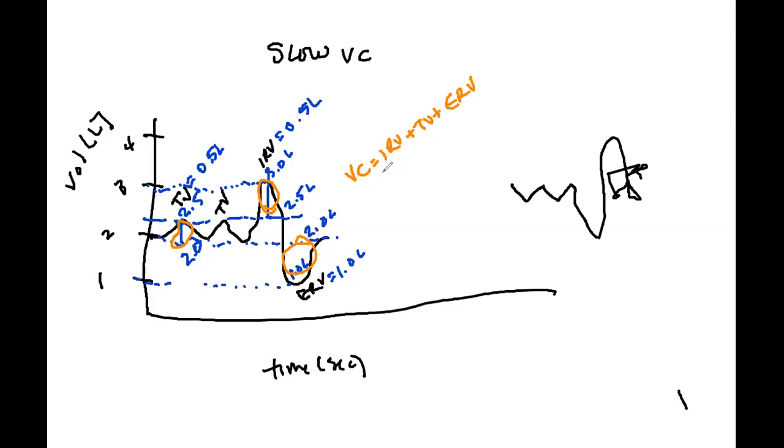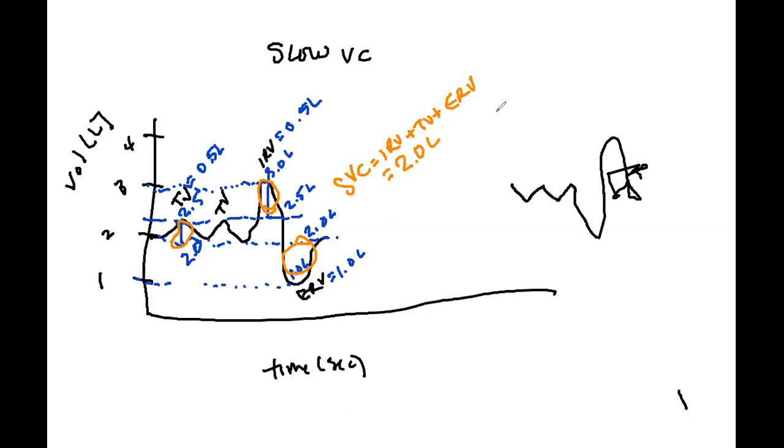And that should equal, if you look at it, inspiratory reserve was 0.5 liters, tidal volume was 0.5, and then ERV was 1.0. So that would be around 2 liters. And of course, this is way off, but that's okay. What else can we measure from that? So keep in mind, again, this was done slowly. So this is your slow vital capacity.